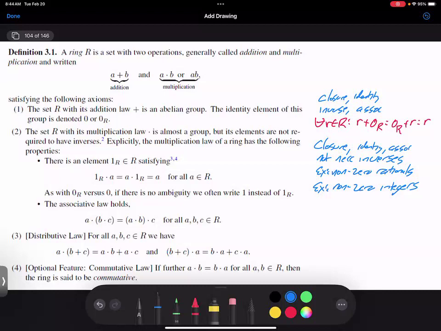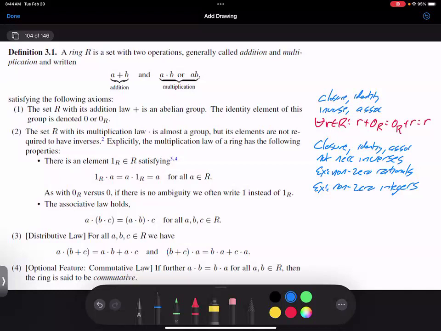So which element do you think is going to be hard to have an inverse? In R, under multiplication, which element do you think we're not going to be able to find an inverse to? 0, right? Anything times 0 should be 0. So, if we believe anything times 0 is 0, there's nothing we can multiply 0 by and get an inverse.